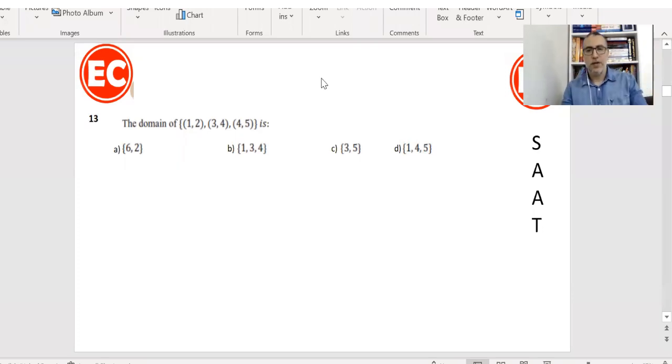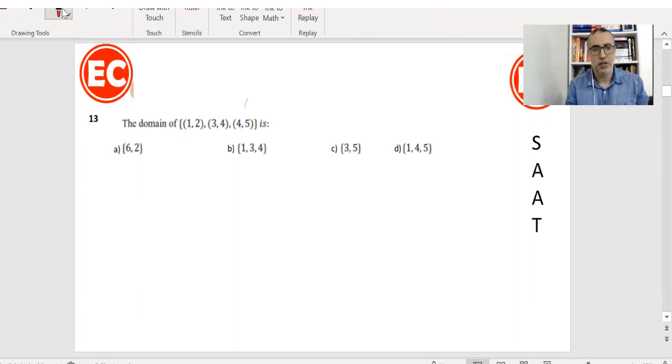We still continue talking about functions, and we start with the first question. I have a given function with the points 1 and 2, 3 and 4, 4 and 5, and it is asking for the domain. Domain from the graph is the x-axis, and domain from the ordered pairs is the values of x. So as we can see, the values of x here are 1, 3, and 4. So the right answer is B. 1, 3, and 4, we call it the domain.